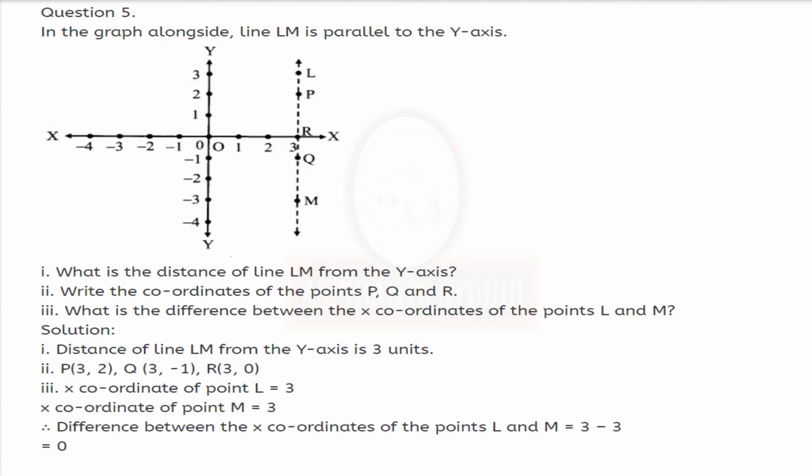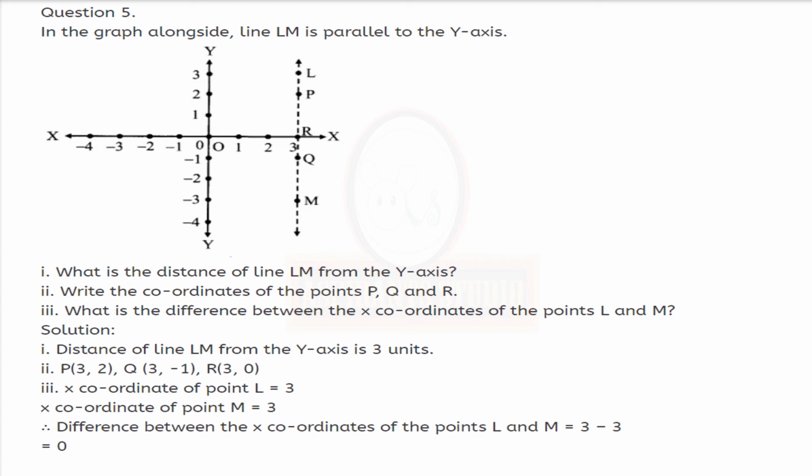Question number 5. In the graph alongside, line LM is parallel to the y-axis. Look at the graph. Line LM is parallel to the y-axis. This y dash is not marked in the bottom properly. You have to mark it as y dash. Similarly, on the right hand side you have x, on the left hand side you have x dash in the figure. That is not marked properly.